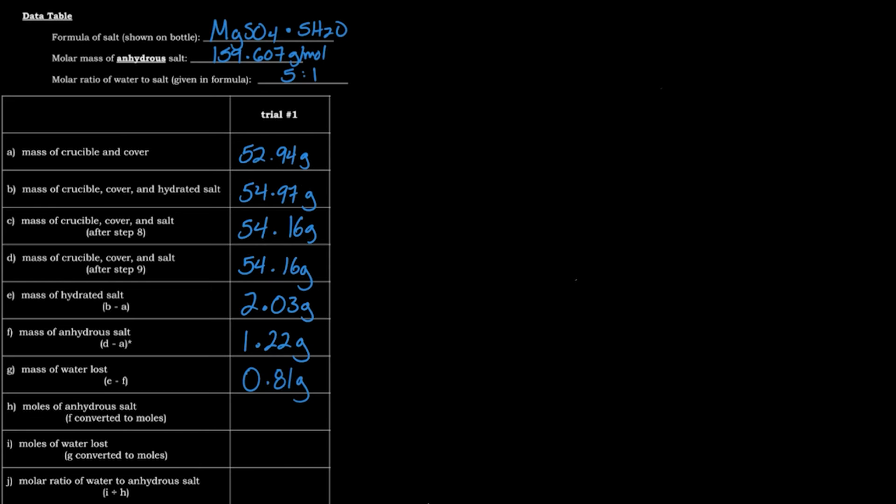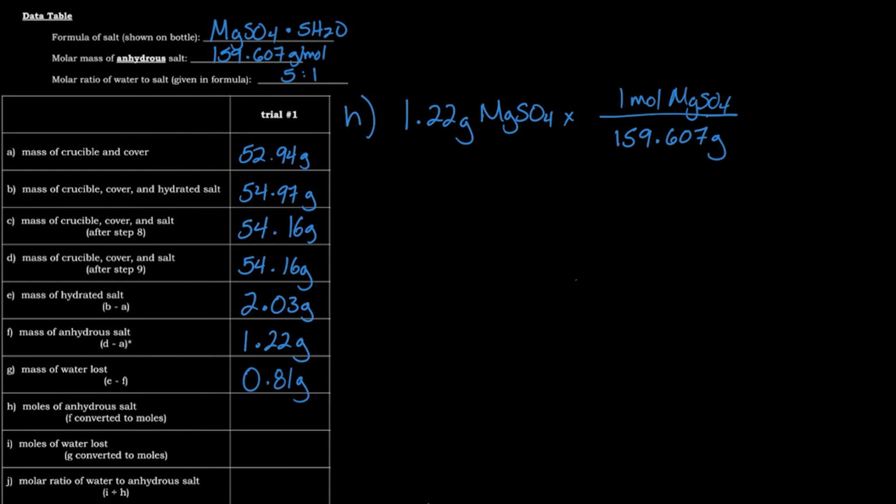To write our chemical formula, we do need to put these quantities in moles. So we're going to do a couple mole conversions. I'm going to take the 1.22 grams, that's the mass of my anhydrous salt, and divide that by the molar mass of the anhydrous salt that I calculated before we did the lab. So that's just a grams to moles conversion. We've done lots of those. And in my case, it comes out to 0.00764 moles of magnesium sulfate.